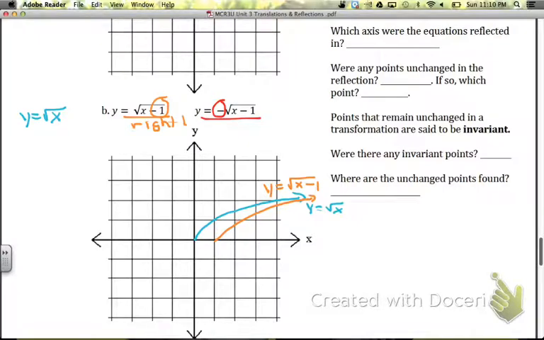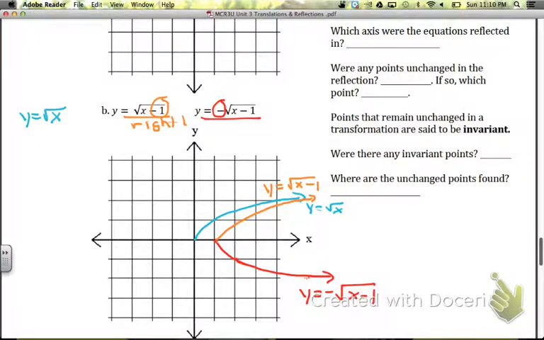So this point here at (1, 0) is not going to change. It's going to stay the same. The point that we have at (2, 1) is now going to be (2, -1). And the point that is at (5, 2) is now going to be at (5, -2). So the only thing that has changed here are the signs of our y values. And make sure you label.